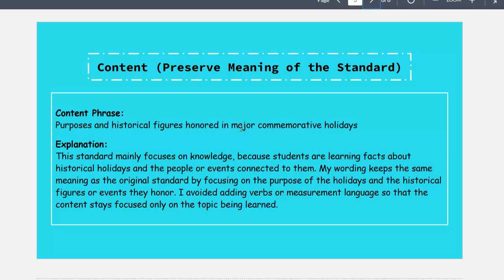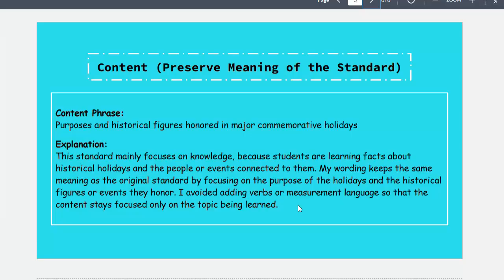So content phrase, purposes and historical figures honored in major commemorative holidays. This standard mainly focuses on knowledge because students are learning facts about historical holidays. My wording keeps the same meaning as the original standard by focusing on the purpose of the holidays and the historical figures or events they honor. Avoided adding verbs or measurement language so that the content stays focused on only the topic being learned. Wow, okay. That's also great.